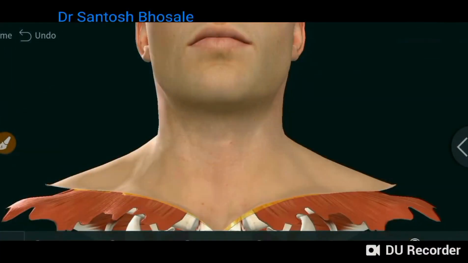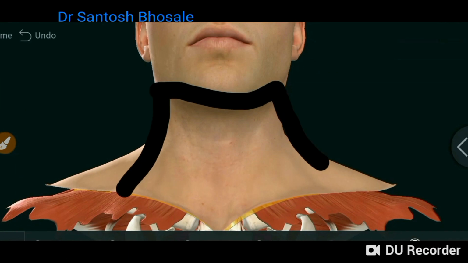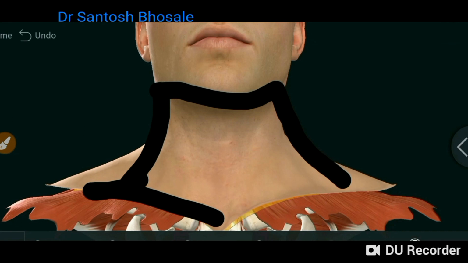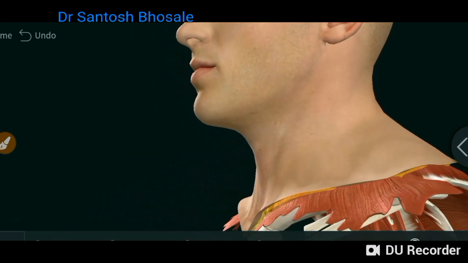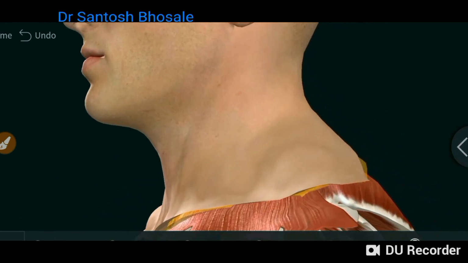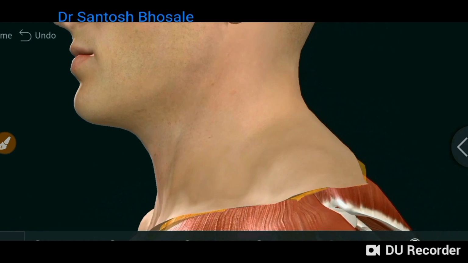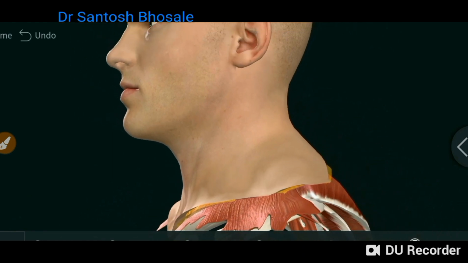Hello friends, today we will discuss the neck. Neck is defined as the cylindrical region connecting the head with the trunk, as you can see here. When you view the neck from the lateral side, it appears roughly quadrilateral. You can see there it has four borders.